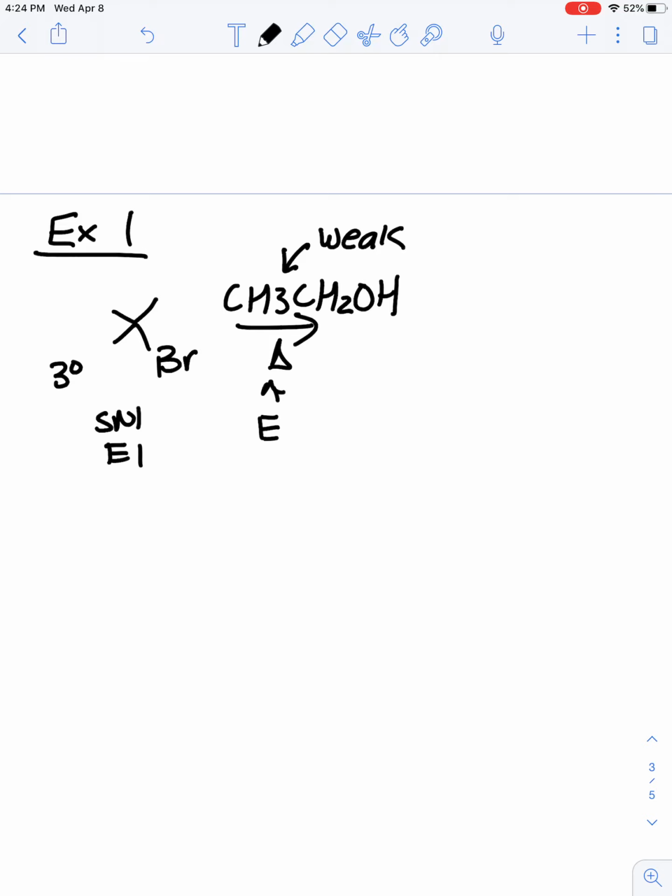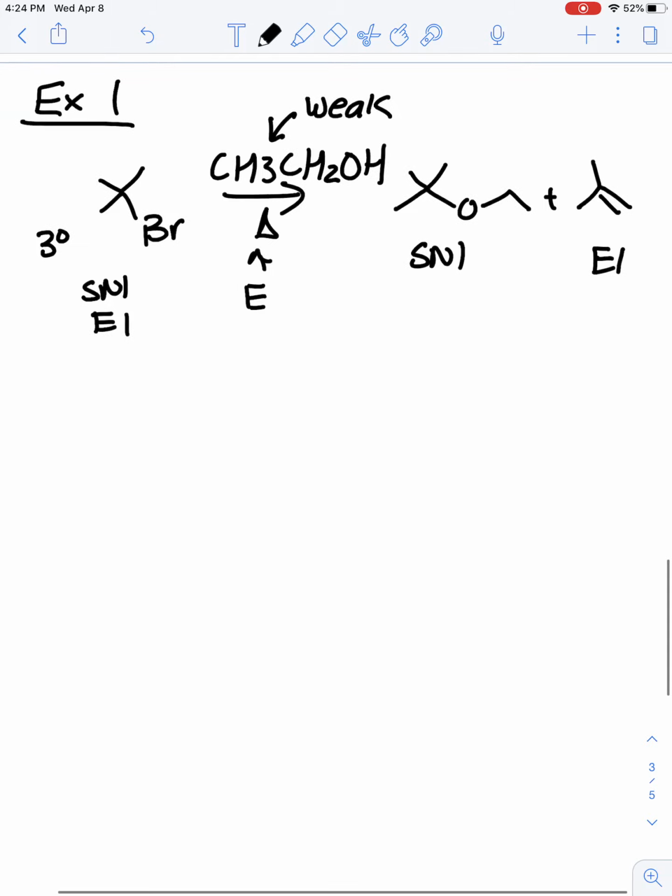If you were asked just to draw the products, which is kind of what you've seen in lab, this would be your SN1 product, and then we would have your E1 product. So again, remember your E1 product is just beta elimination, so you're removing that hydrogen from a beta carbon.